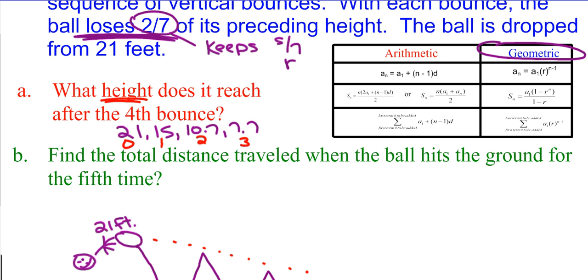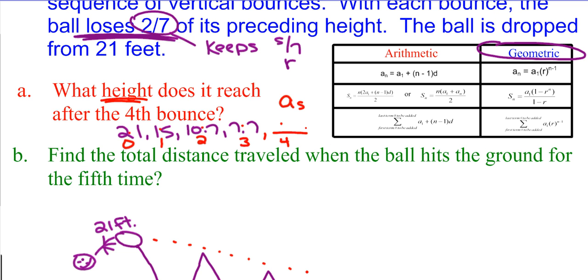This is bounce 0, before it even happened. But it is my first term. So when they're asking for the fourth bounce, they're looking for this right here, aren't they? What term is that? 1, 2, 3, 4, 5. We're looking for A5. Okay, so A5, I'm going to go ahead and put here.